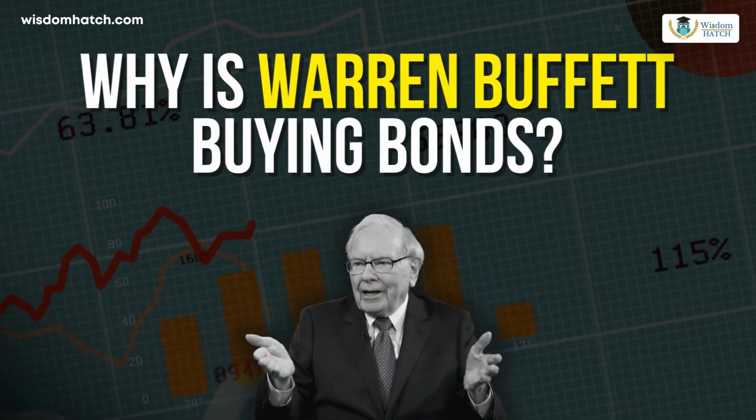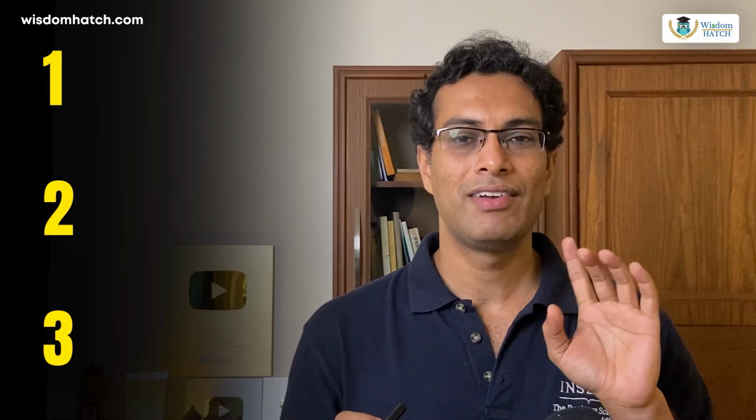So let's get started, and let's first and foremost understand why it is that Mr. Warren Buffett is buying bonds all of a sudden, and why he is cutting his position on Chevron. So there are three big moves that he has made, and I will reflect on these one by one and give you some explanation around it.